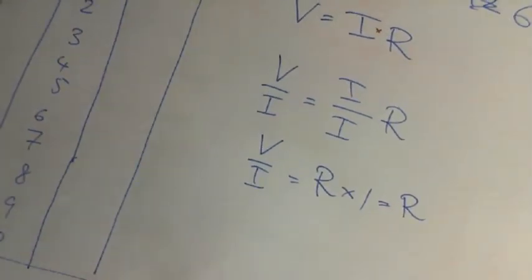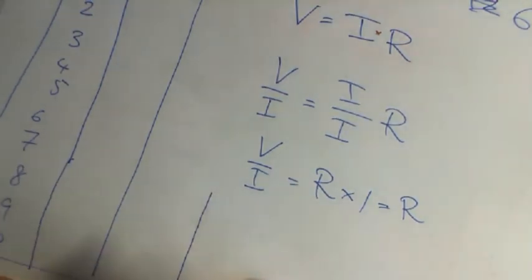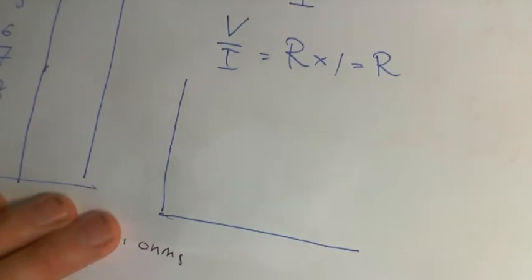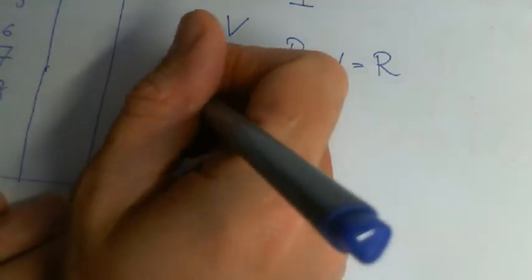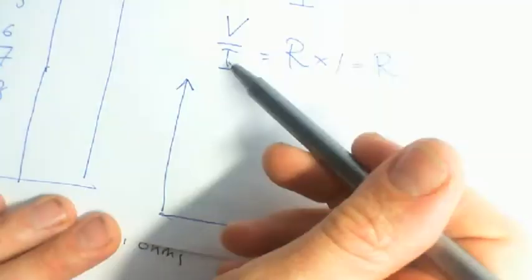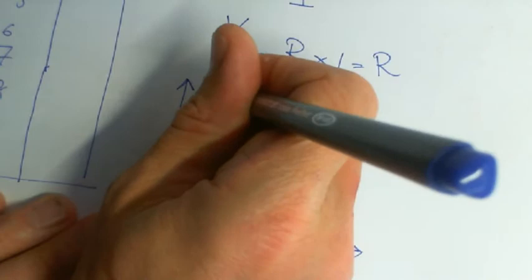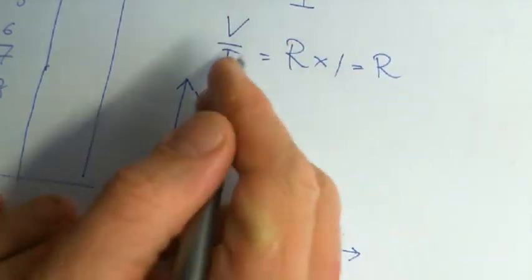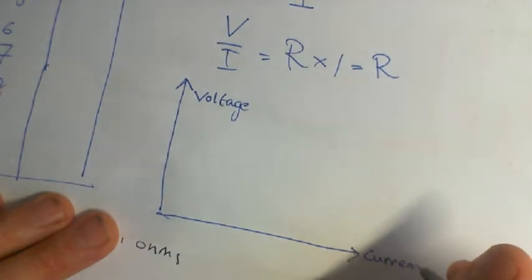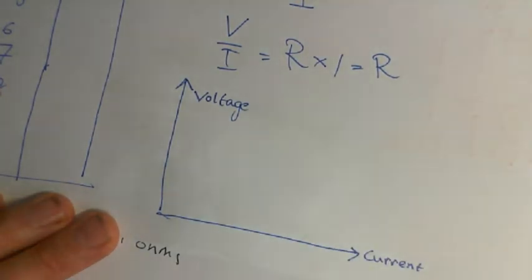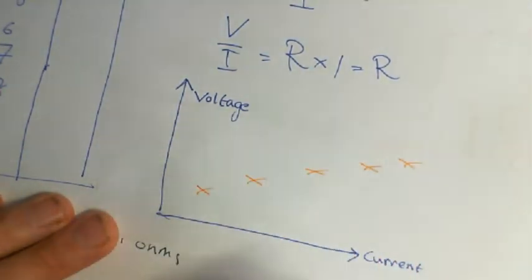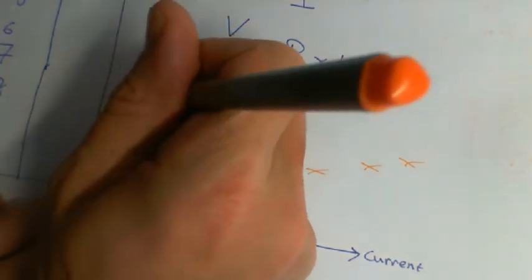And then I would plot a graph here. And on my graph, because I want to know what V divided by I is, I'm going to put the voltage on this axis. It's a little bit different to what you'd normally do, but it's because of this formula that I want to do it that way around. And I'll put the current on this axis here, and I'll show you why now. Then I plot my points, going up from 0 to 10.